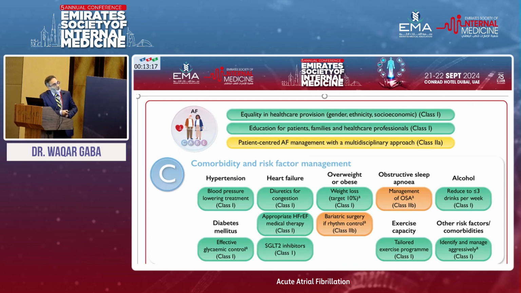For overweight or obese patients, you do weight loss. For OSA, very important, you manage the OSA and you reduce alcohol or avoid alcohol. And you also have exercise capacity. So this is all comorbidities. So you start with these. You find out what are the risk factors already, what are the comorbidities which you need to monitor. You then move on.